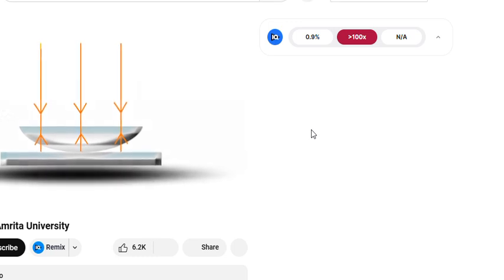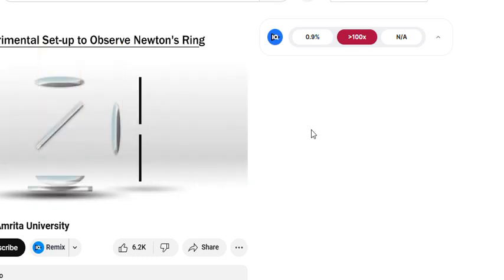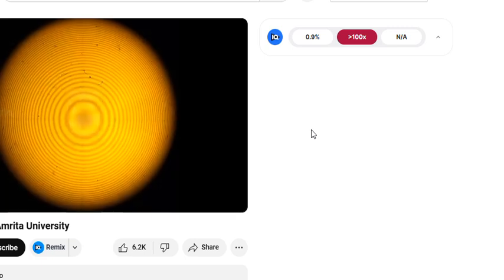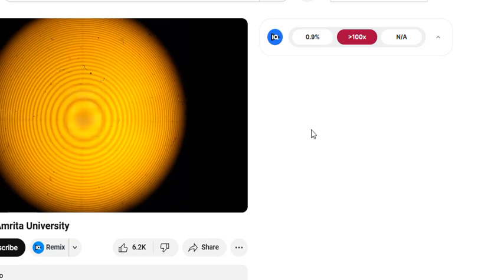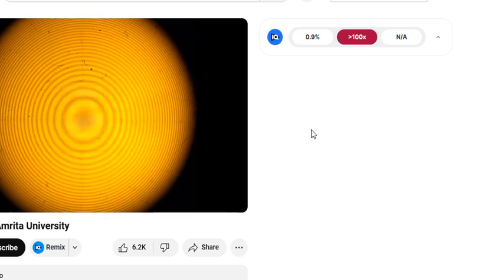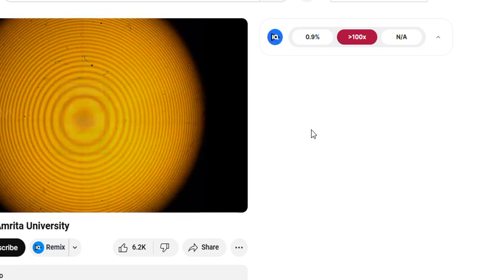Cool. When a parallel beam of monochromatic light is incident normally on a combination of a planar convex lens and a glass plate, a part of each incident ray is reflected from the lower surface of the lens, and a part, after refraction through the air film between the lens and the plate, is reflected back from the plane surface. These two reflected rays are coherent, hence they will interfere and produce a system of alternate dark and bright rings.